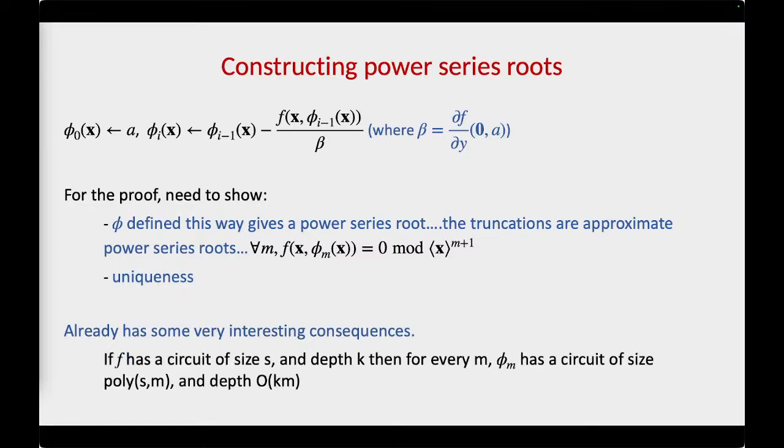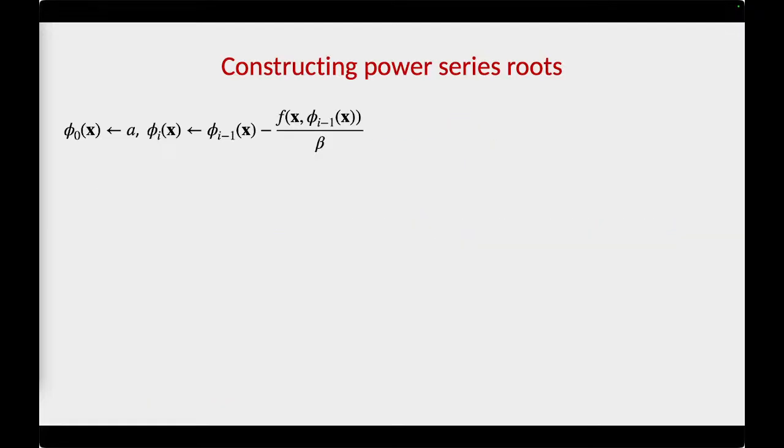So one consequence is the following. If f has a circuit of size s and the depth of the circuit is k, then for every m, phi sub m has a circuit of size poly in s times m, and the depth of the circuit is k times m. Okay, so why is this true? So I have a proof by picture.